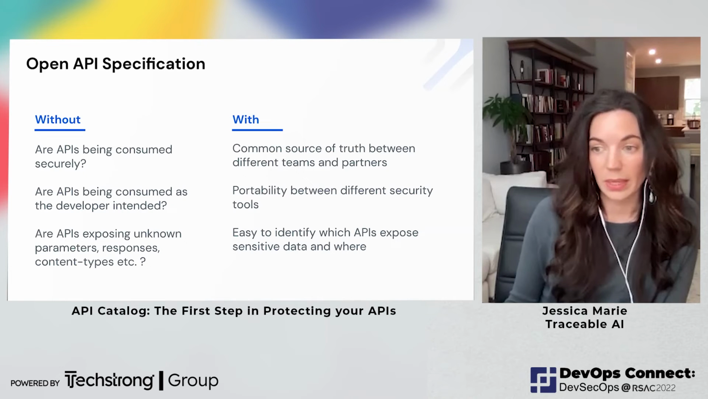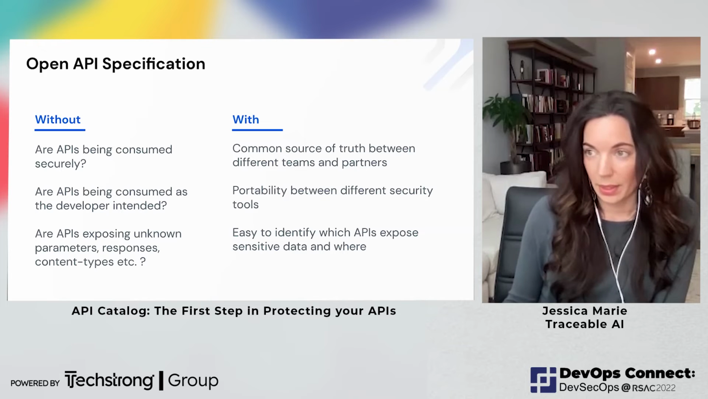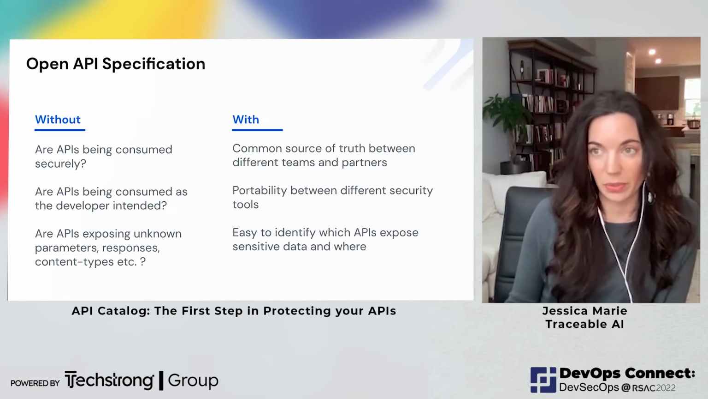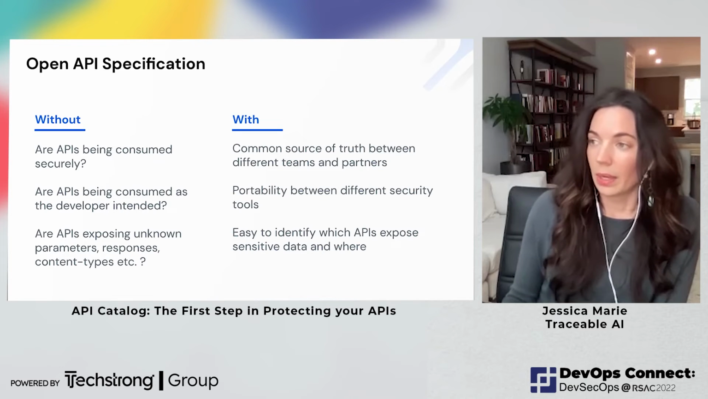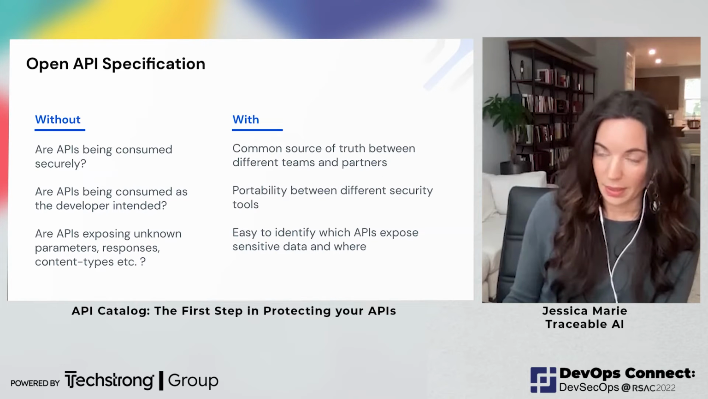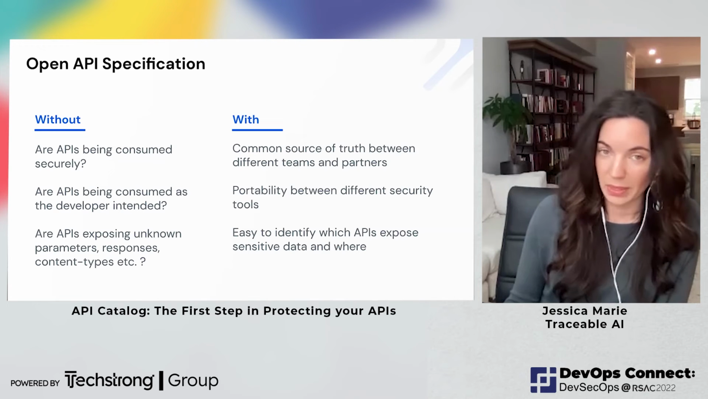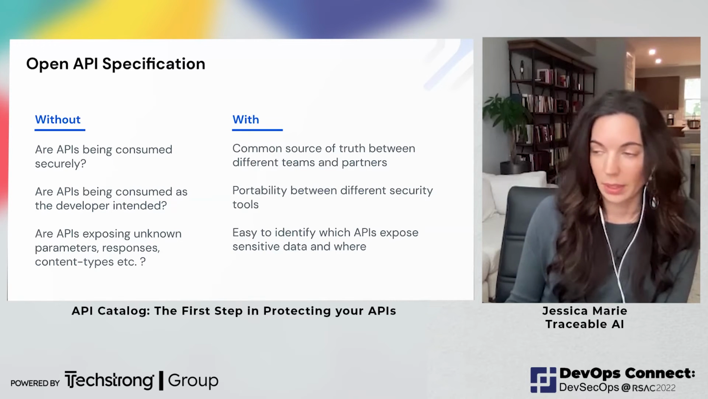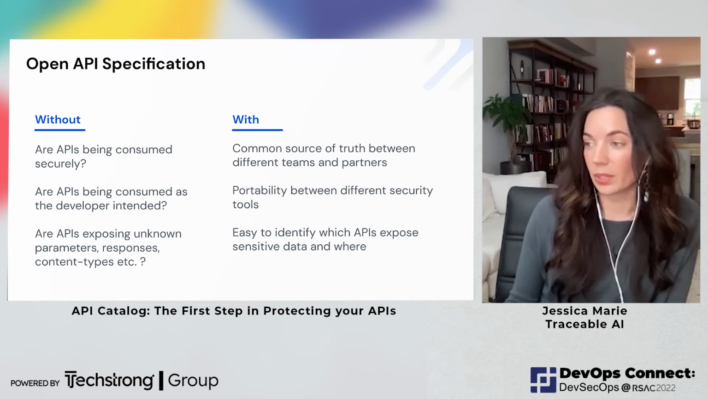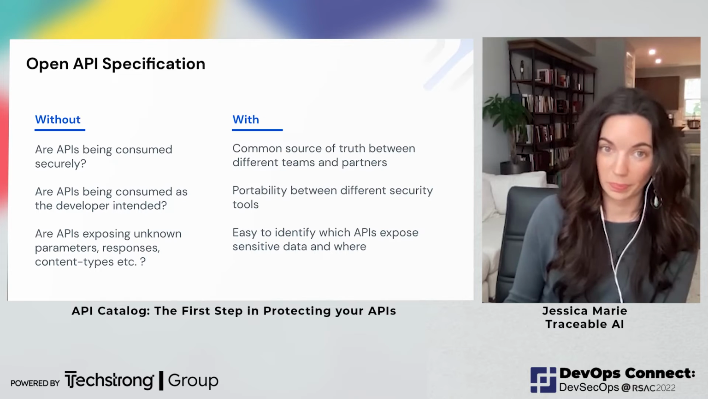Are APIs exposing any unknown parameters or responses or content types? You just can't answer those questions if you don't have an OpenAPI spec. If you do, you will immediately have that single source of truth that you need, and which benefits different teams and partners. You'll have portability between different security tools. And it's much easier to identify which APIs expose sensitive data and where.